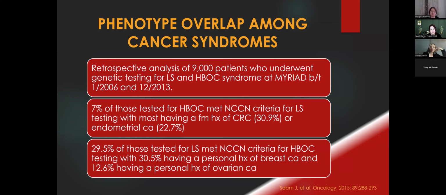Essentially, this is a study, it was retrospective out of Myriad. They looked at 9,000 cases where they did genetic testing for Lynch syndrome and BRCA, which is known as hereditary breast ovarian cancer syndrome. That was a period of 7 years. What they found was that 7% of patients who were tested for HBOC met criteria for Lynch syndrome. And the opposite, 30% of those who tested for Lynch syndrome actually met criteria for HBOC.